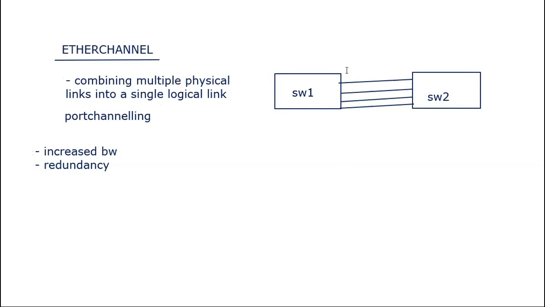So here what will happen, we will combine them logically into one. So the STP will see them as just one link. So they will be combined logically into one. That will become one port channel or EtherChannel. So for configuring an EtherChannel, there are two ways: either you can configure a static EtherChannel or a dynamic EtherChannel.